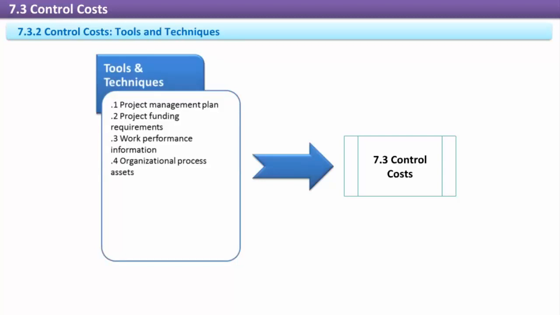Control costs, tools and techniques. Earned value management. Earned value management mathematically measures the performance of the project and provides formulas that forecast future results. It also provides a way to forecast future performance based on what's happened thus far with the project. Forecasting. Forecasting involves predicting future performance based on historical work performance information and expert judgment. EVM provides forecasting formulas.